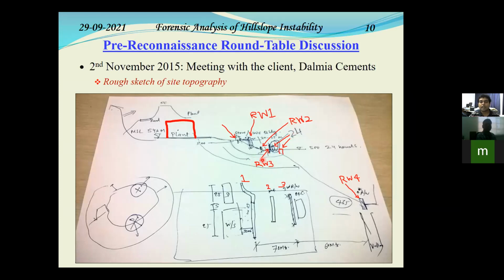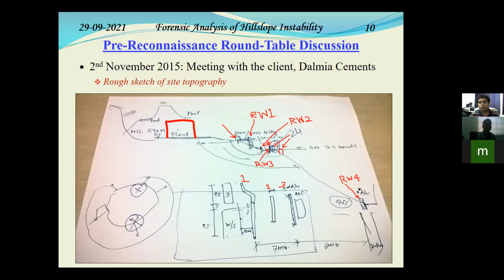Now, it was believed that construction of this retaining wall would protect the housing colony, but it didn't happen. Not only that, because of the movement in the downhill direction, one access road which passed in front, between retaining walls 1 and 3, started to move. Now, if that access road is blocked, then the roadway to the southern side of the cement plant would have been disrupted.